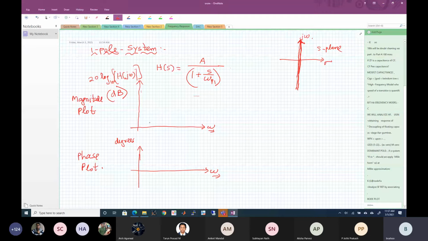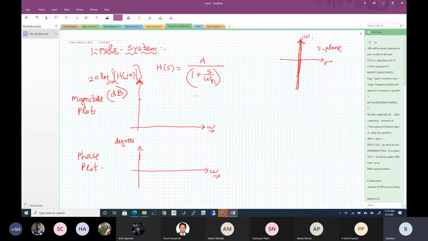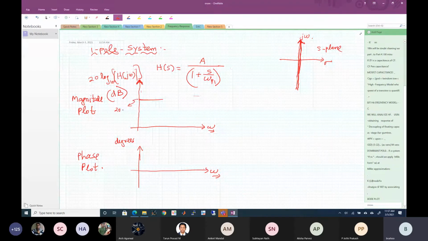But we said that it is an asymptotic plot. When you are trying to draw asymptotes, which you must have done in coordinate geometry, you put in some extreme frequencies first. So I'll make j omega equal to 0. What is the gain? Gain will be A, so 20 log of A. So this point is 20 log to base 10 of A.